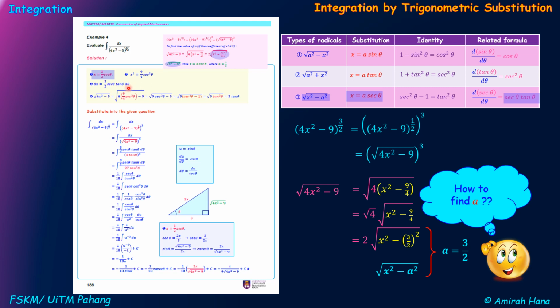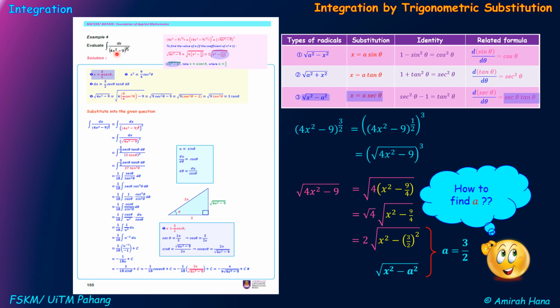Where does the d theta come from? It comes from dx over d theta. But we need to write dx only. So we move d theta to the right hand side. That's why we get this. And then for the fourth step, we take the radical that we extracted earlier.